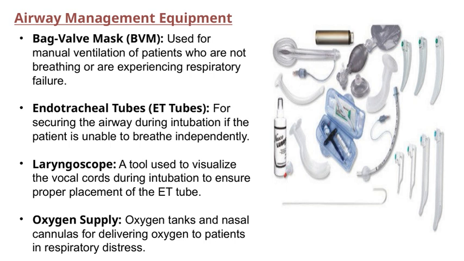To assist with intubation, we use a laryngoscope. This tool helps us visualize the vocal cords clearly, making it easier to guide the ET tube into the correct position. It's an essential instrument for ensuring that the airway is secured properly.